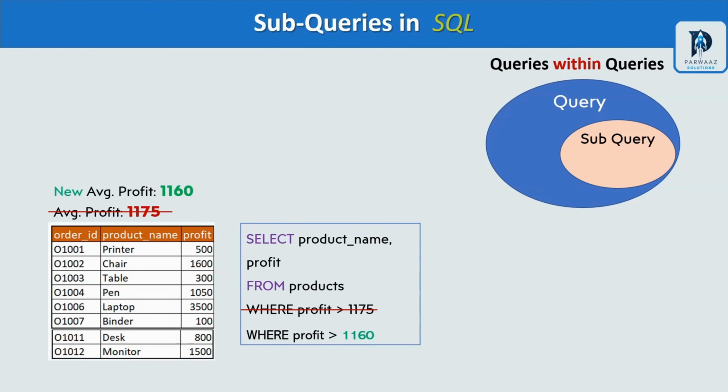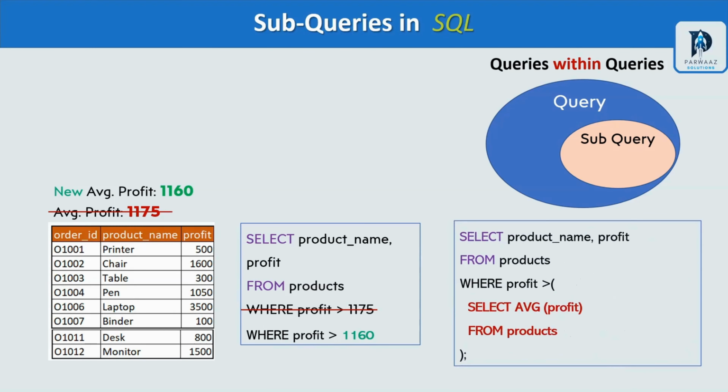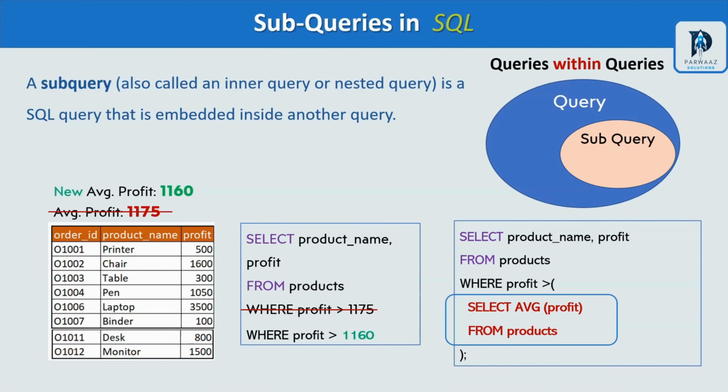To avoid these problems, to calculate the value automatically and to automatically update the query whenever new records are added, we can write this kind of query in which a subquery is written. As you can see here, the subquery is written here. So basically, a subquery, also known as an inner query or nested query, is a SQL query that is embedded inside another query. The outer query uses the result of the subquery to perform the operation. Think of a subquery like a helper. It first answers the smaller questions, and the main query uses these answers to get the final result.